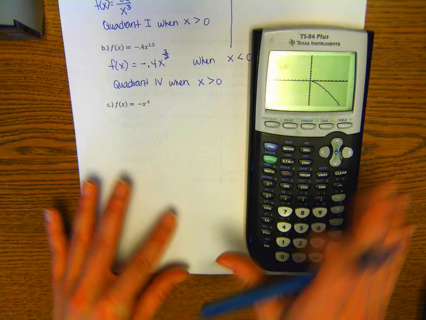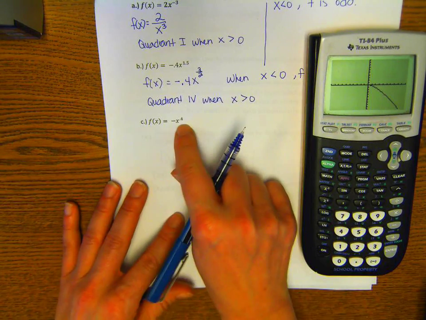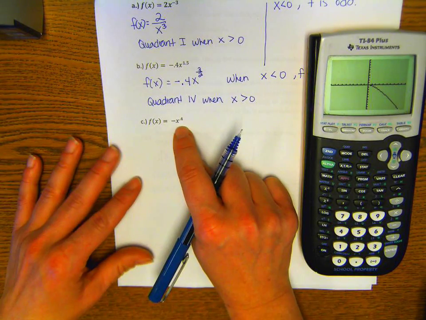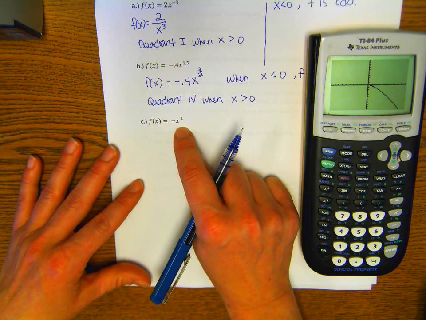All right, let's try the next one. I don't think 0.4 is going to help me. I need to write it as a fraction. 0.4 is the same as what?